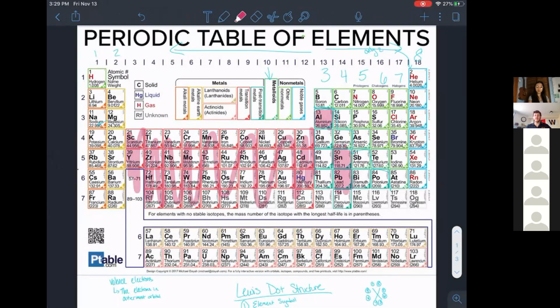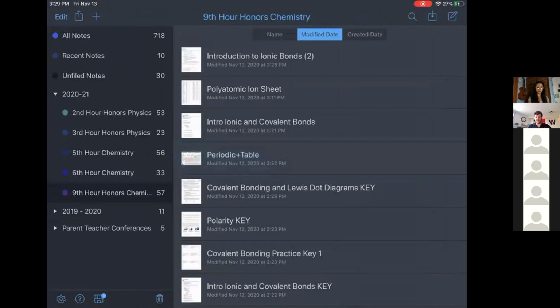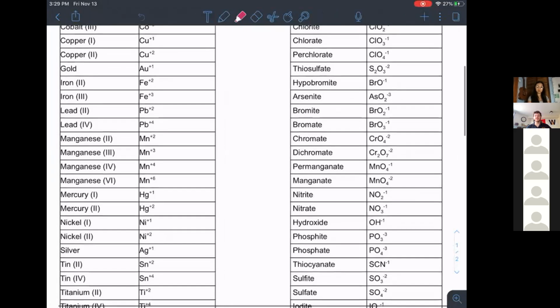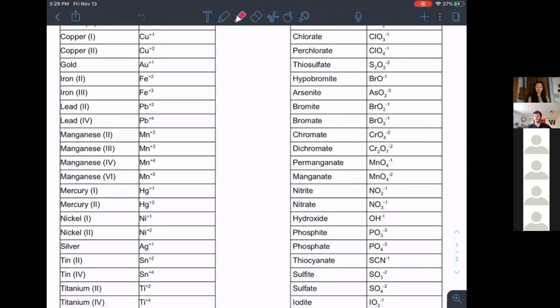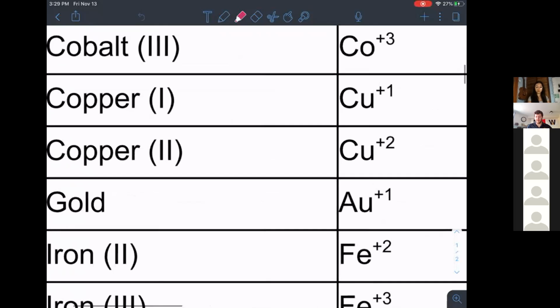But all the rest of them are in our transition metal section. They're all transition metals, which means we have to read our ion sheet to see how many valence electrons they're going to be willing to lose. A lot of these elements are willing to lose multiple sets of valence electrons. So let's look at copper as an example.